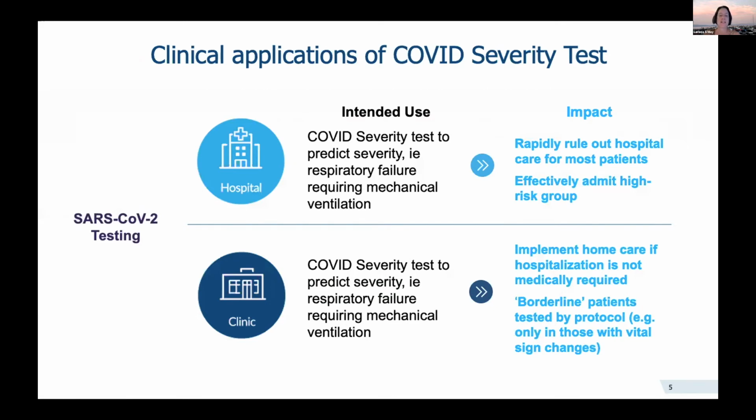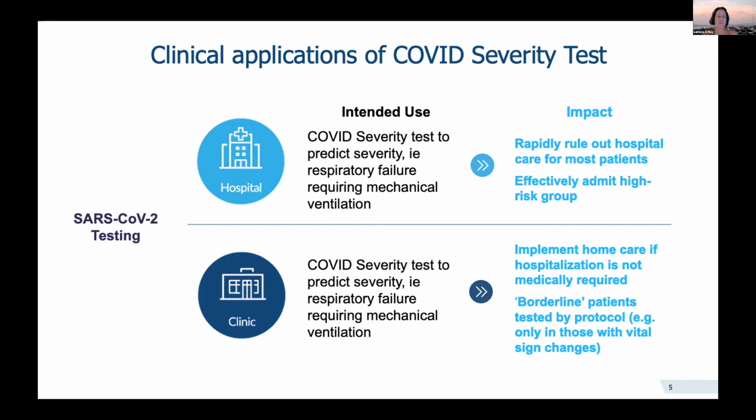So the clinical applications and intended use of this test would be, for example, in the inpatient setting to predict severity. So which patients are you admitting to the hospital that might end up being at risk and going into respiratory failure, requiring mechanical ventilation? The impact, of course, is that you could rapidly rule out inpatient care for most patients and identify those patients that would be in that high risk group very effectively.